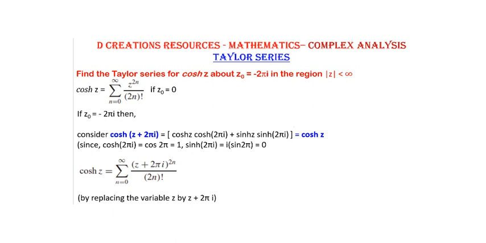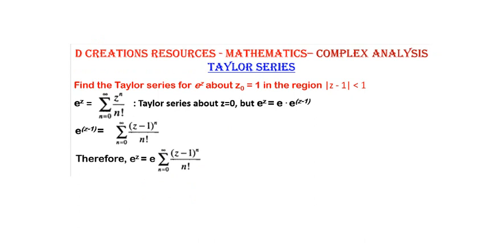So now you have to substitute z plus 2 pi i in the expression, and the answer that you get is the sum, n equal to 0 to infinity, of z plus 2 pi i raised to 2n divided by 2n whole factorial.